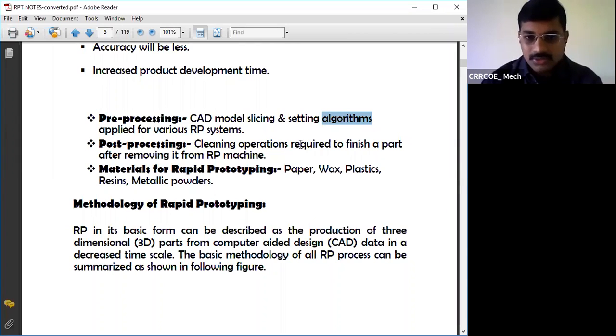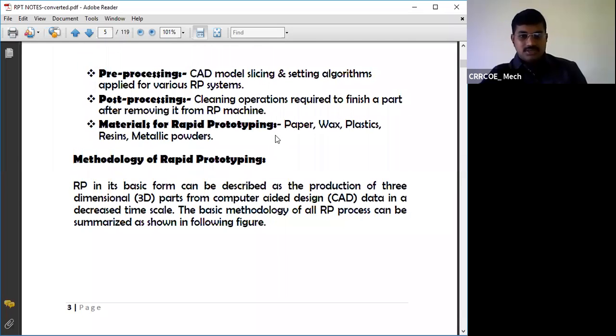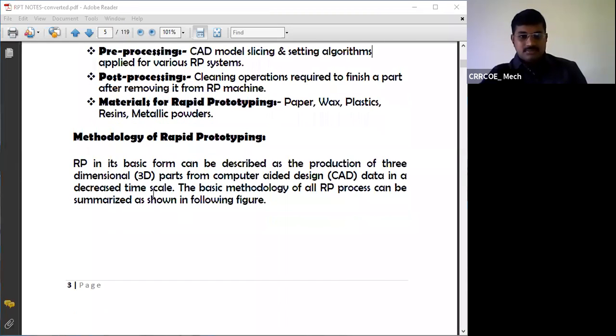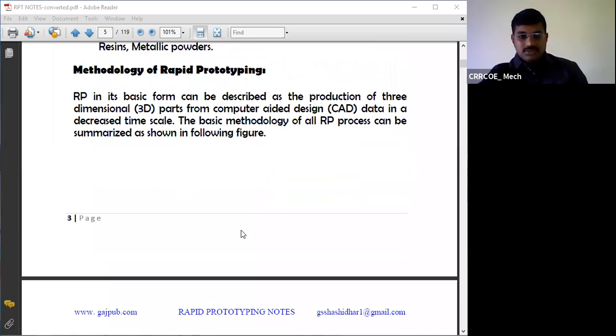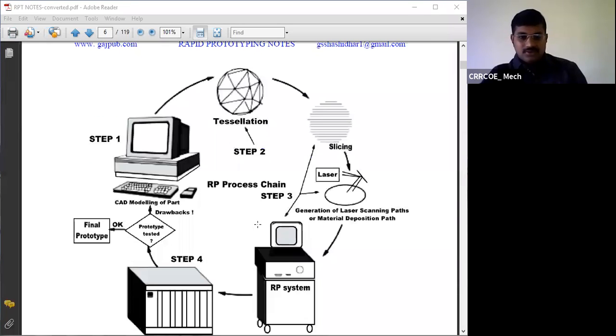So next, post processing. After completion of the product, you need to clean the product as well as remove the supports from the required component. That is also included in this post processing. So materials required, already we discussed, for various techniques, various materials will be suggested. So methodology. I don't go into detail, because all these things we have discussed, just an overview of these particular notes.